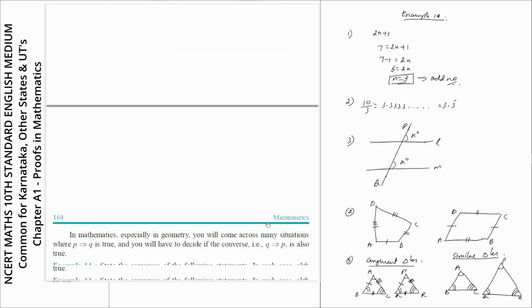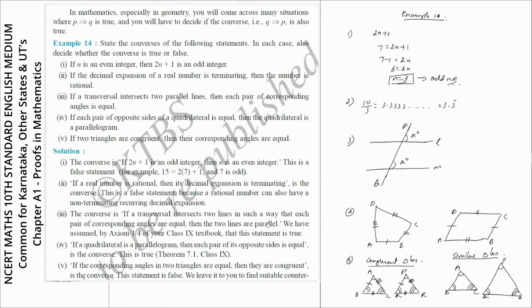Next is example 14 from the textbook. State the converse of the following statements. In each case also decide whether the converse is true or false. If n is an integer, then 2n plus 1 is an odd integer. So the converse of this statement will be, if 2n plus 1 is an odd integer, then n is an even integer. So the converse will be false.